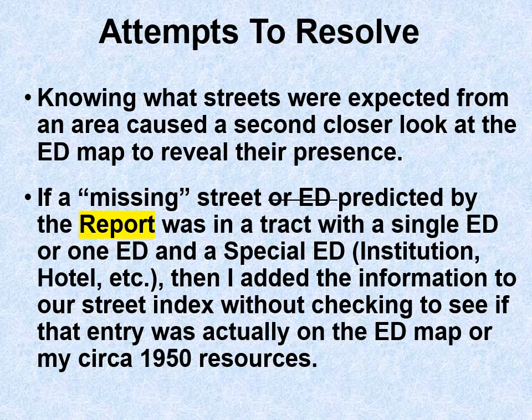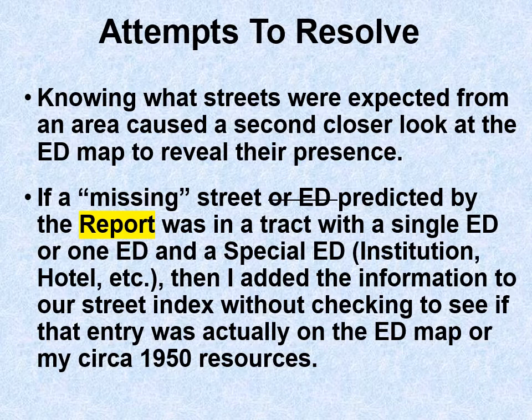So I'm going to show you my attempts to resolve these problems. Knowing what streets were expected from an area on the Enumeration District Map caused a second closer look to reveal their presence. Maybe they were half the street, maybe a tape masked most of the name. So we picked up a number that way.